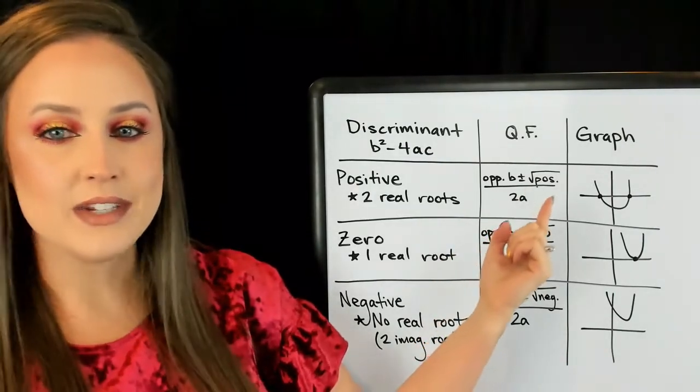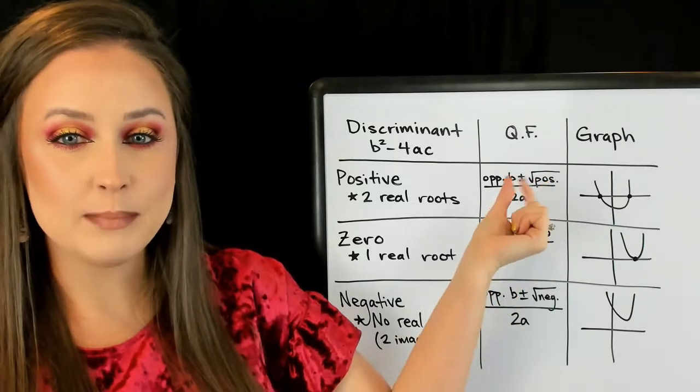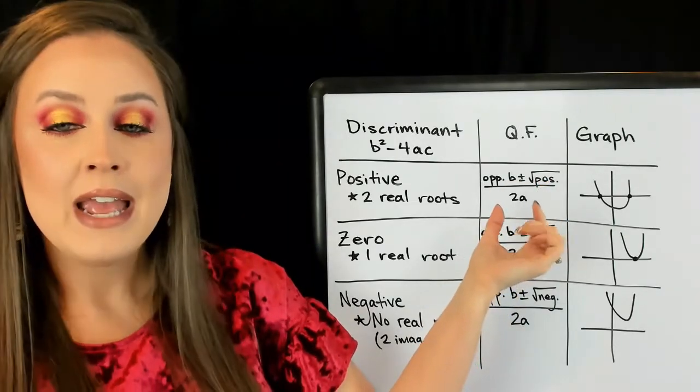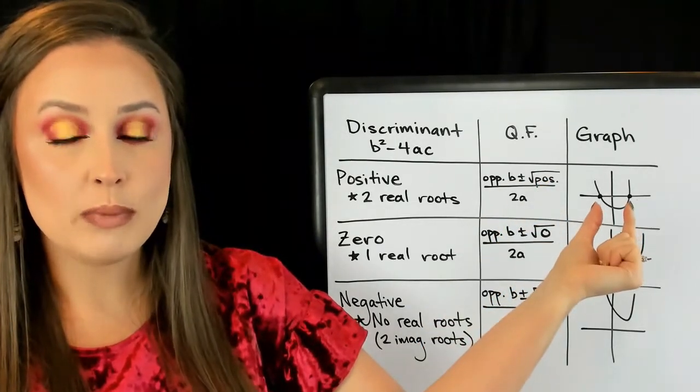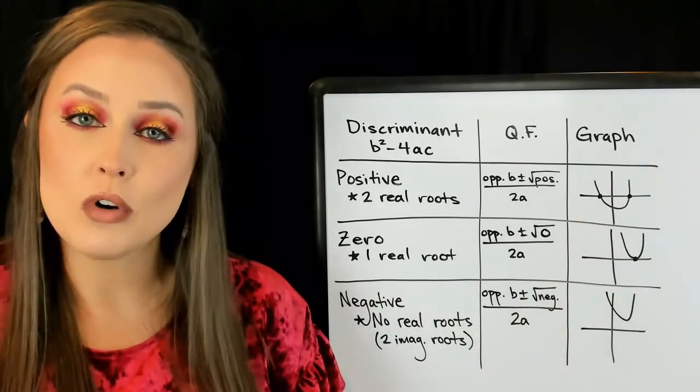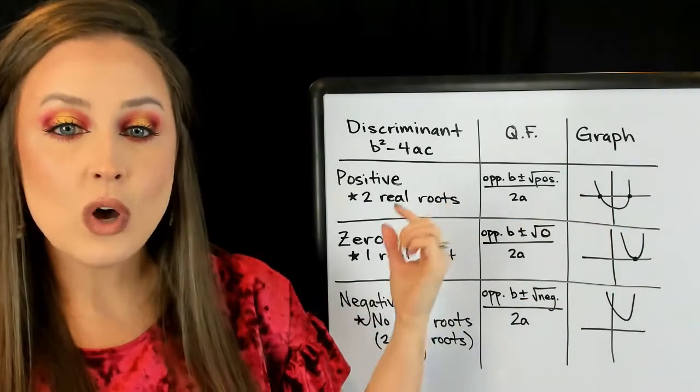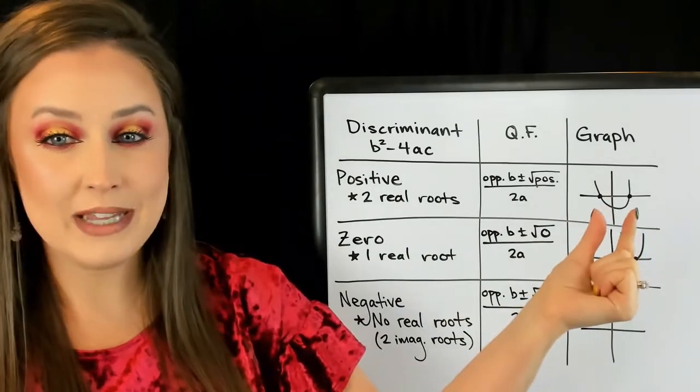So it would look something like this. Root positive any number, you'll be able to split that up into 2 positive numbers. And what that gives you are these 2 places right here where your parabola will cross your x-axis. So 2 real roots means it'll cross in 2 places.